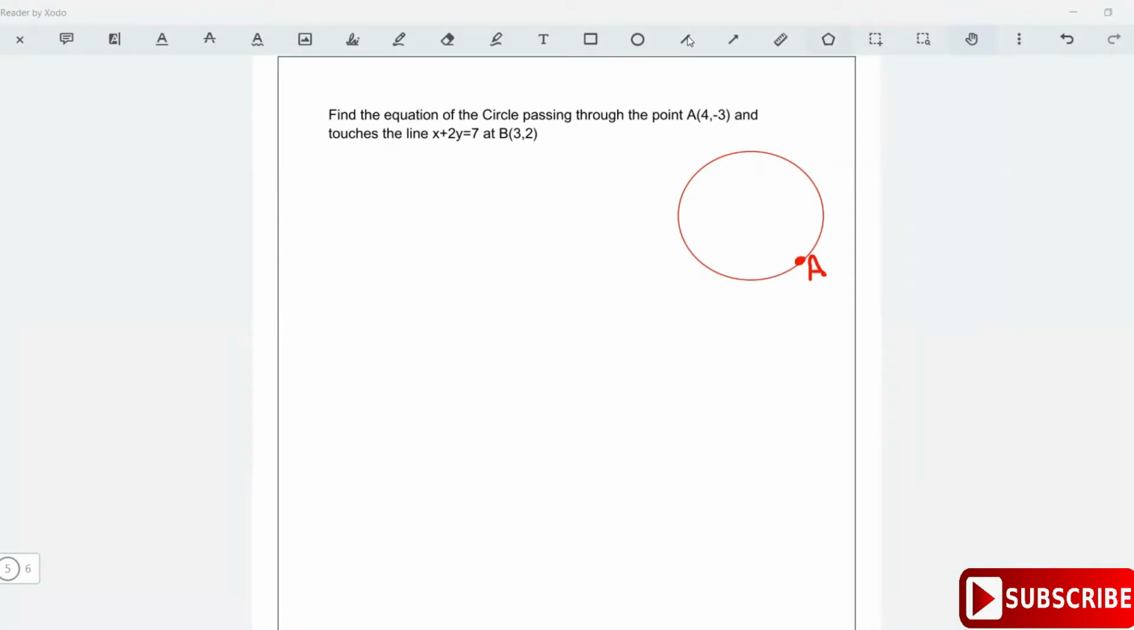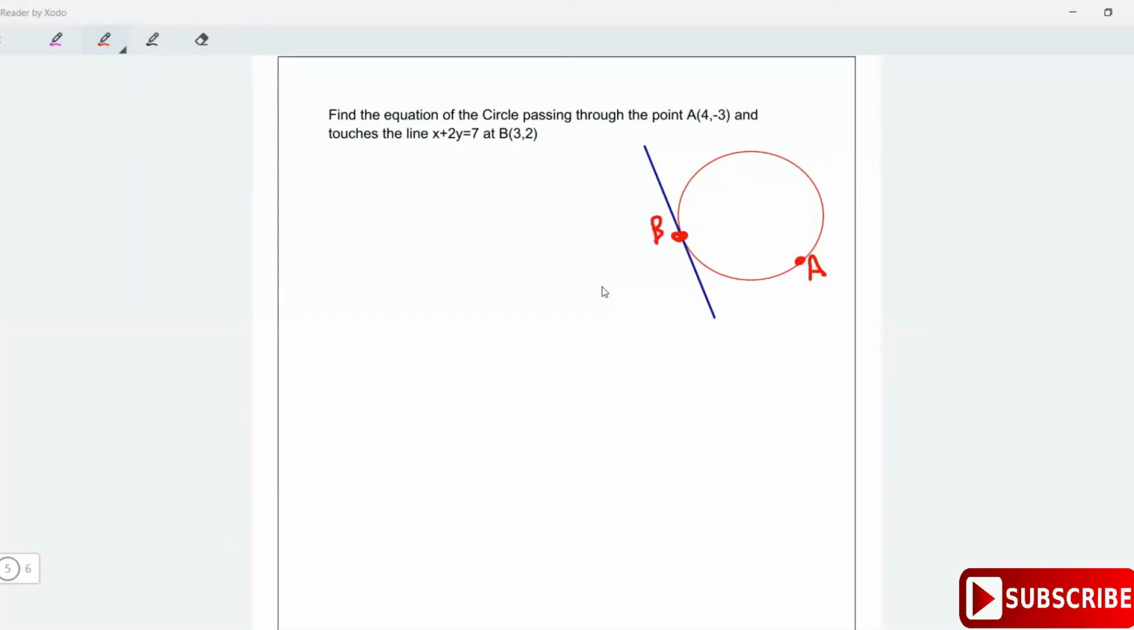All right, and at B is the point (3, 2). If this is 4, then (3, 2) is probably somewhere here. Then this would be the tangent right here, and this is the point B. I'm just making up some graph. I want to find the equation of this circle.